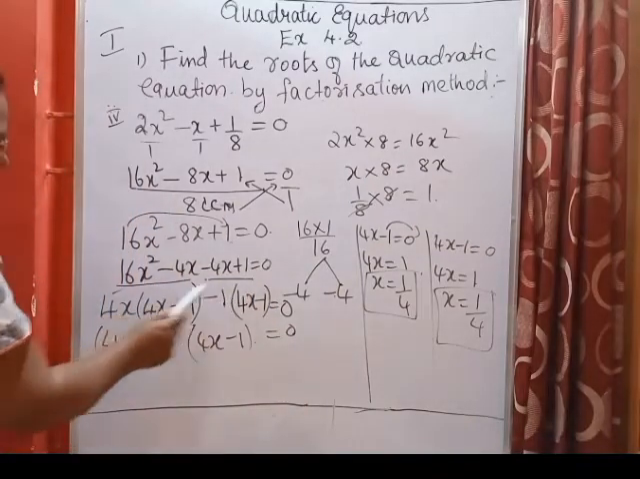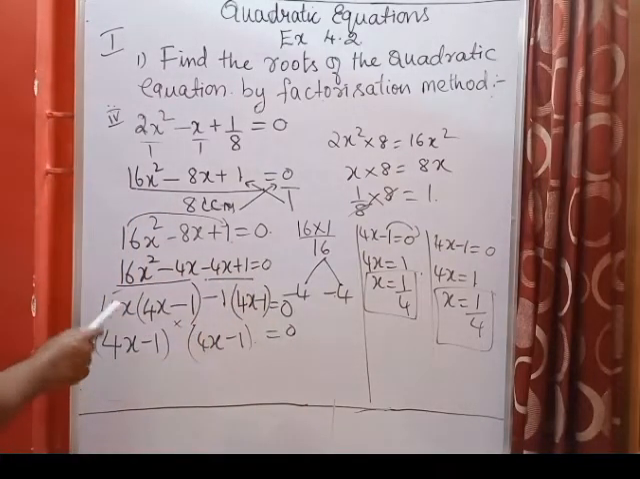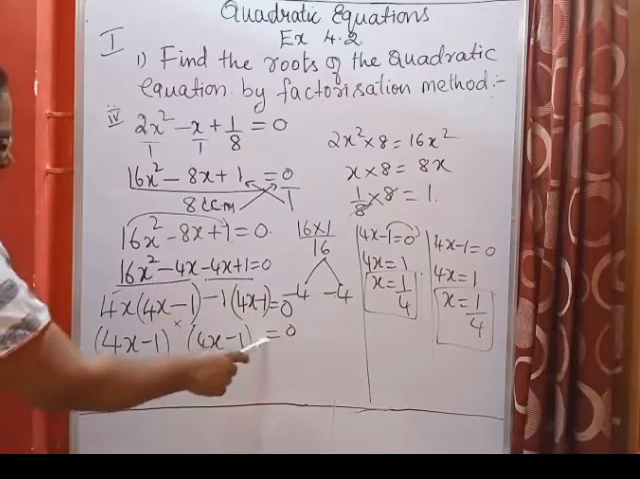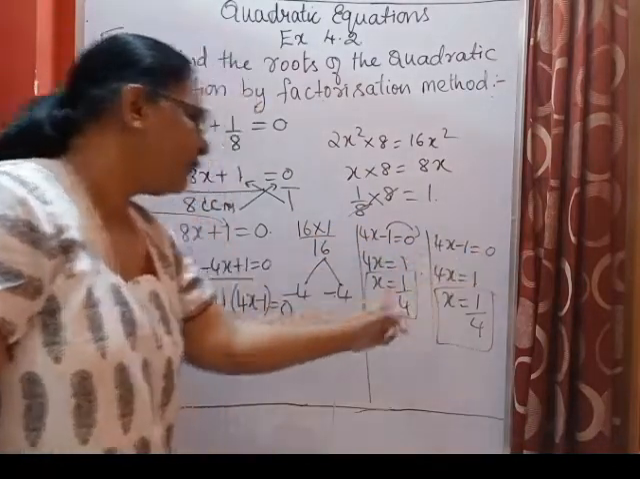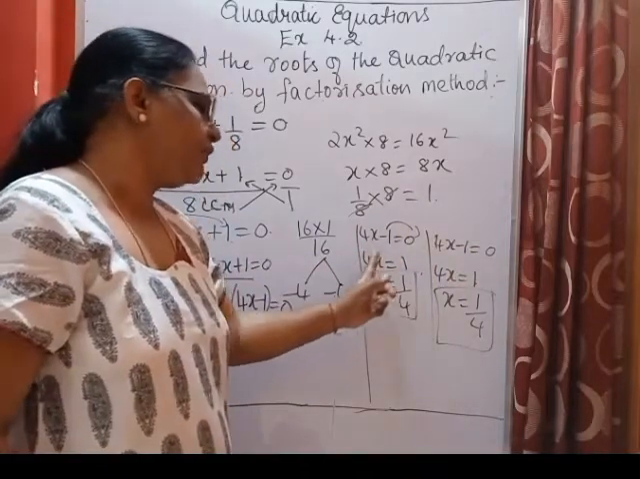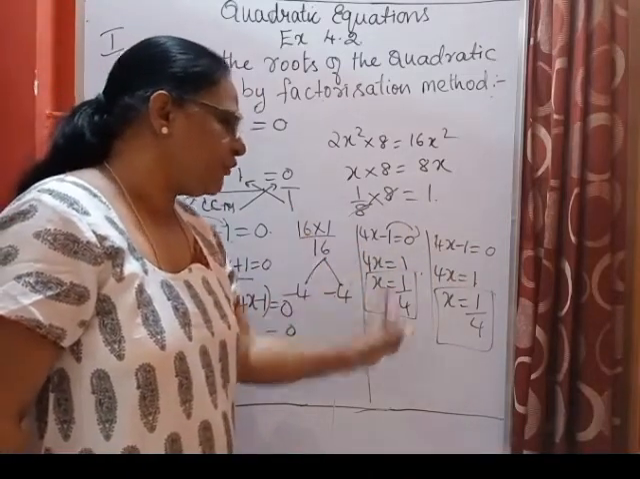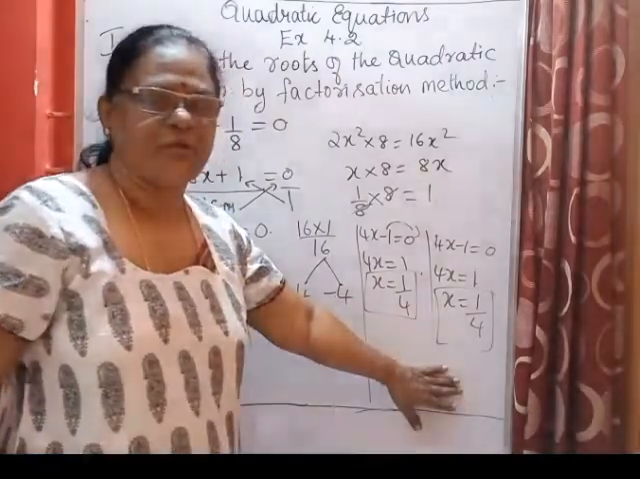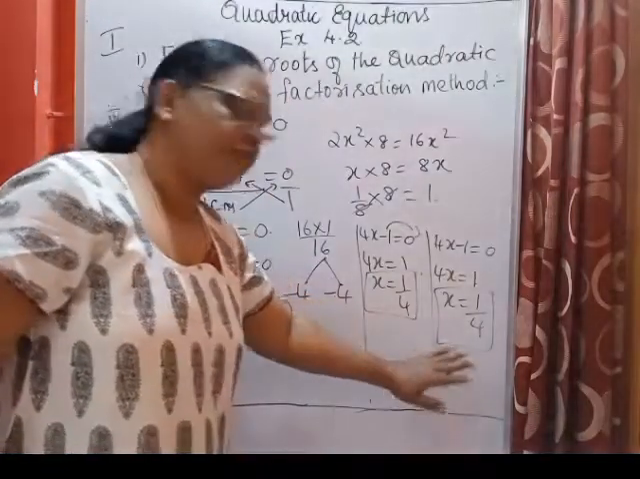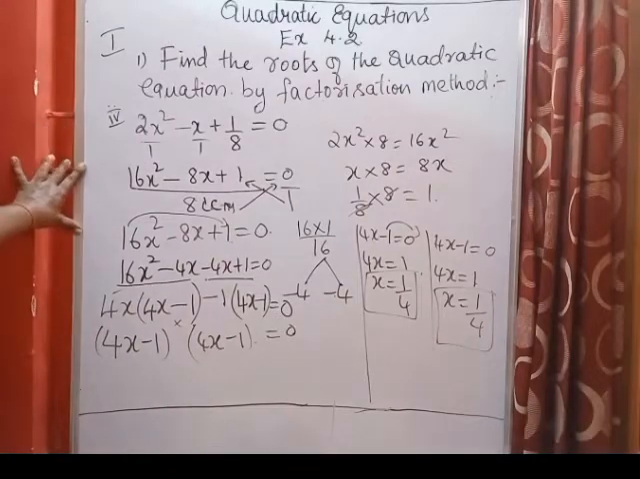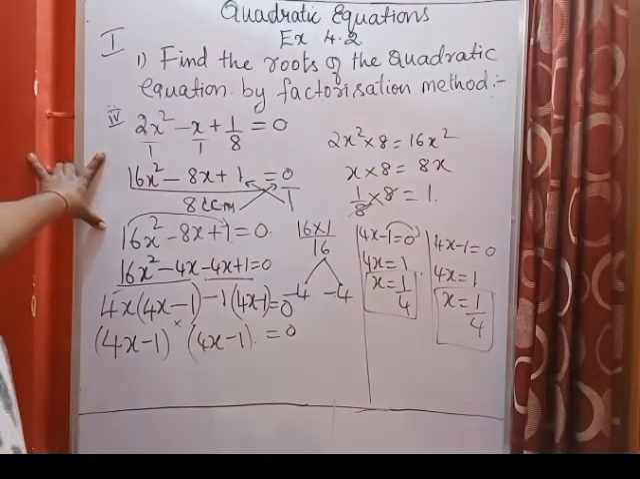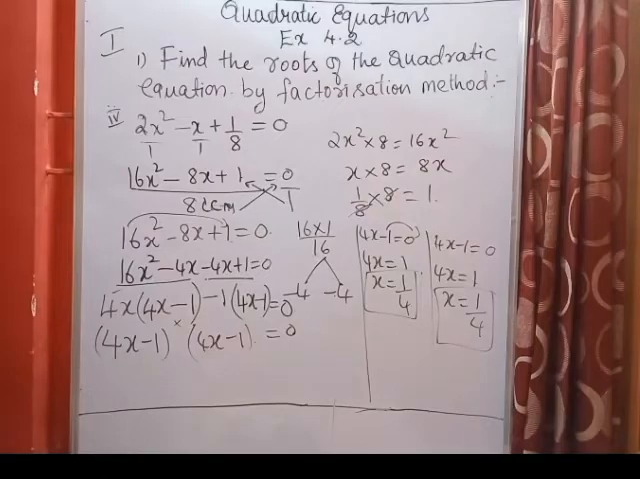Now the same common factor here, 4x minus 1, and here remaining 4x minus 1. Both are the same factors, so equate both the factors to 0. Shift the 1 to this side, you will get 4x equals 1, x is 1 by 4. Here also you have to do the same thing. So this is how you can find the value of the given quadratic equation by the method of factorization.